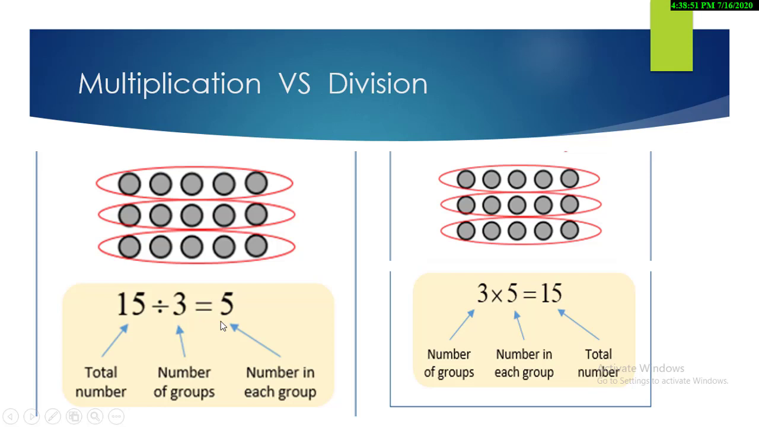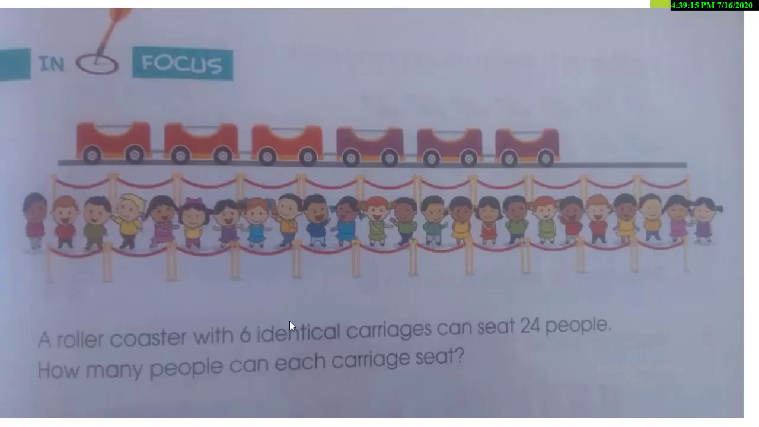So they are not the same. You can say that they are opposite of each other. And I tell you a very simple trick: in multiplication, the bigger number is the answer. And in division, the bigger number is always given and you're going to find the middle number. Okay, let's have a look at another example. You will understand it by solving a lot of examples.